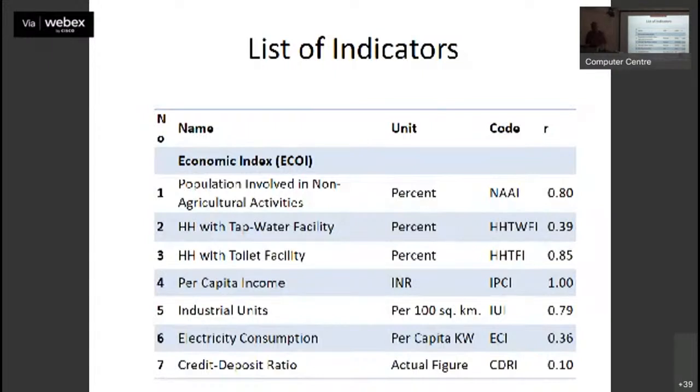There are many other variables, but because of the availability of data, we have restricted to this point. And the correlation is given. Population involved in non-agricultural activities, a very high correlation, 0.8. Cross-section study of 51 districts in Madhya Pradesh. Household, strong correlation. Toilet facility, strong correlation. Industrial unit, again, electricity consumption, credit deposit ratio has a very low correlation with the per capita income.